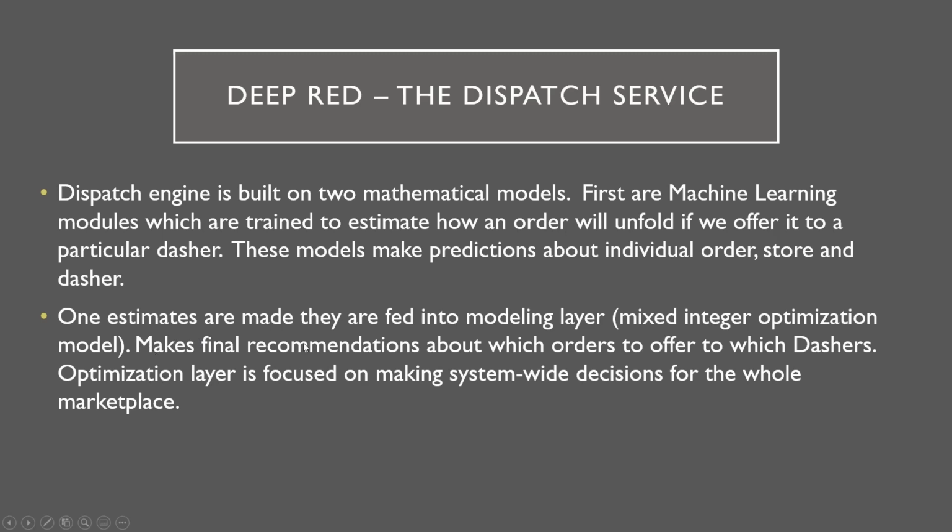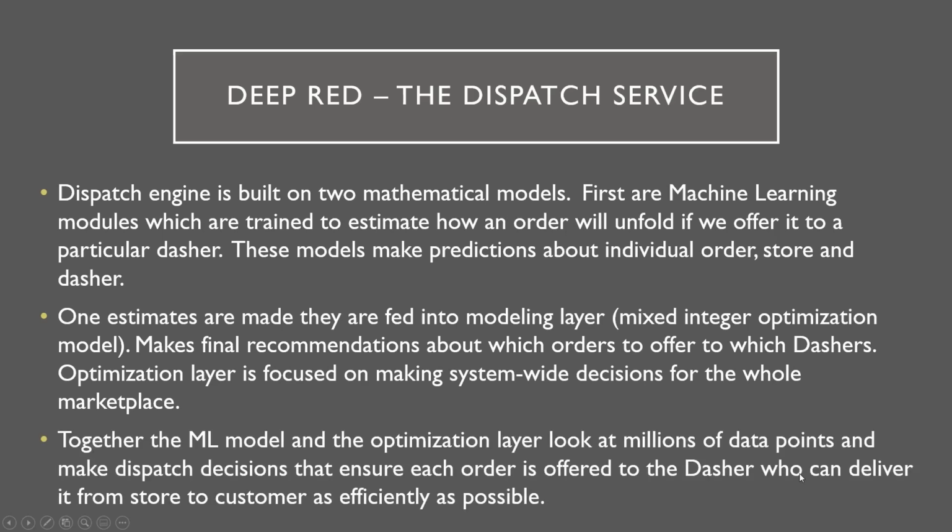Optimization layer is focused on making system-wide decisions for the whole marketplace. So this is a wider reach layer, and this is more specific to each individual order. Together, the ML, which is the machine learning module, and the optimization layer look at millions of data points and make dispatch decisions that ensure each order is offered to the dasher who can deliver it from the store to the customer as efficiently as possible. Okay, so that's what they're saying they're doing.